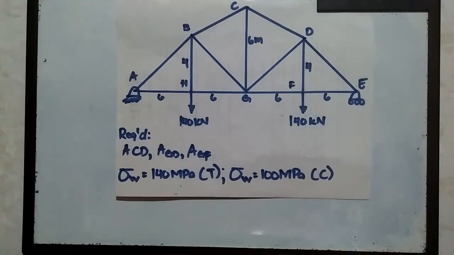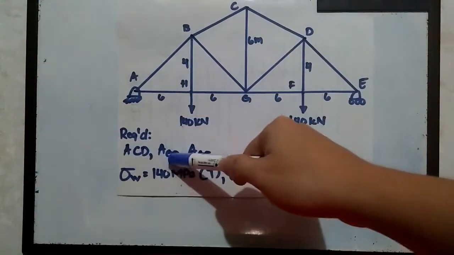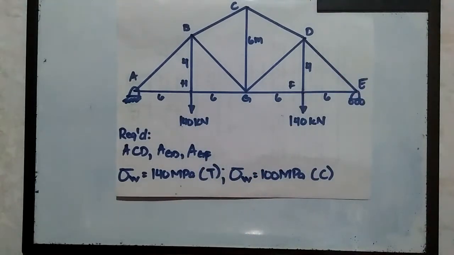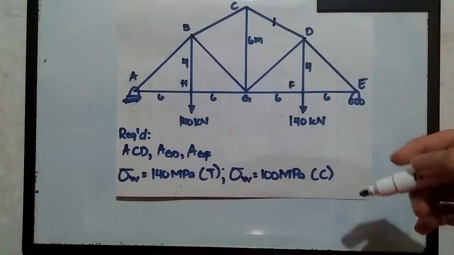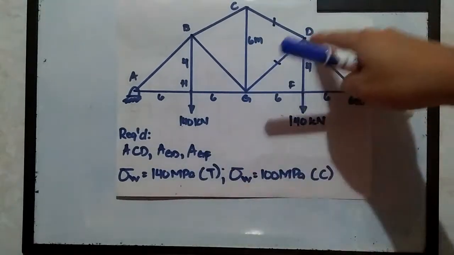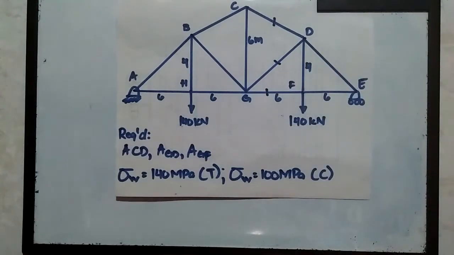And the problem wants us to solve the least minimal cross-sectional area for these corresponding members CD, GD, and GF. So we have 3 members that we need to find their corresponding least minimal cross-sectional area. Meaning, number 1 is CD, we have GD, which is this, and we have GF, which is this one at the bottom. So we have a maximum of 3.